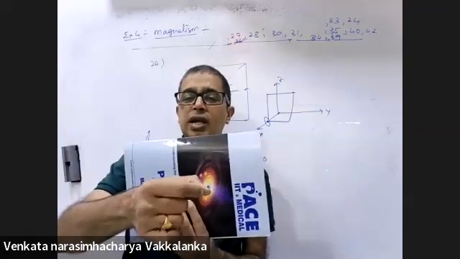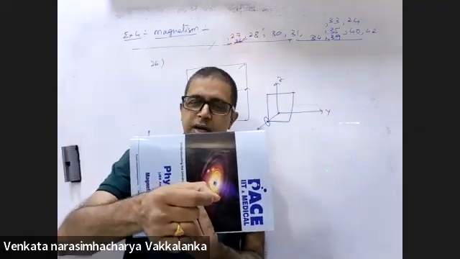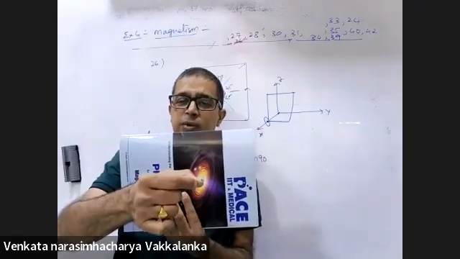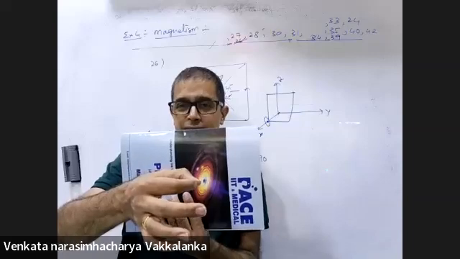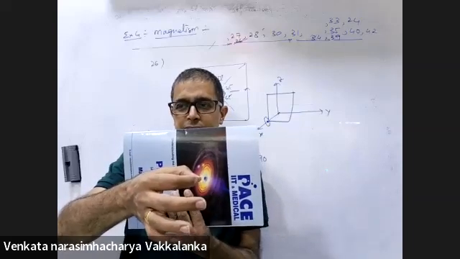So you mean to say the circular ring is kept this way, not this way. Why this way? Only then theta is 90. Right?